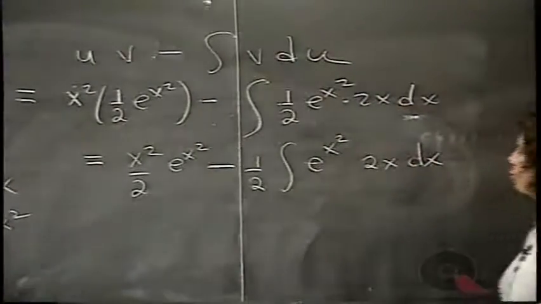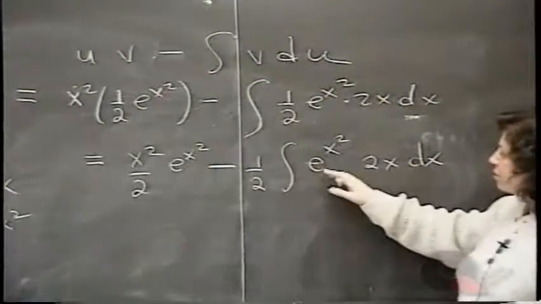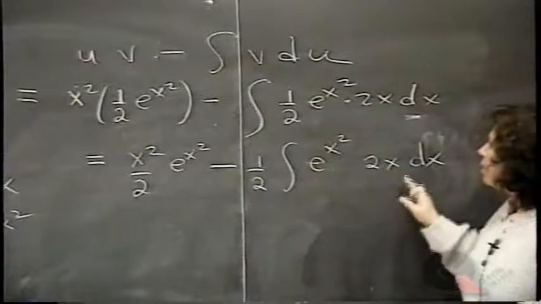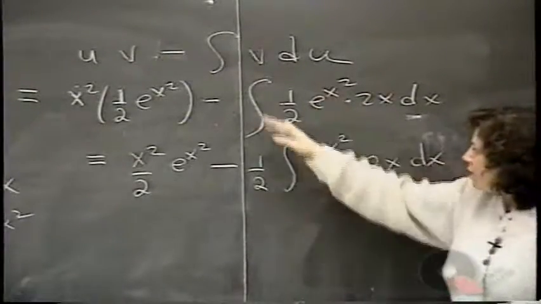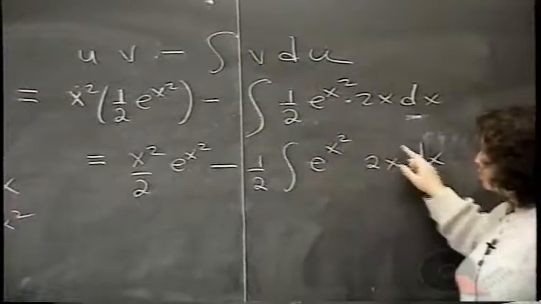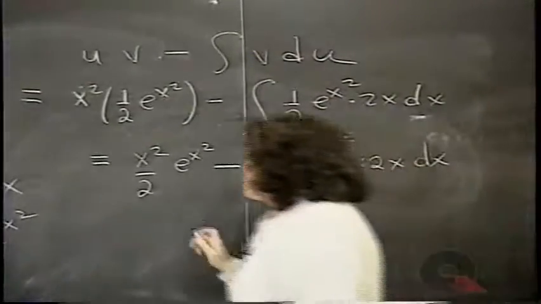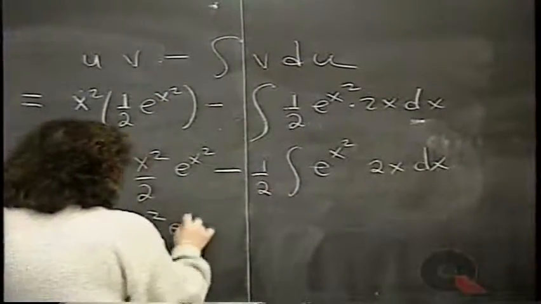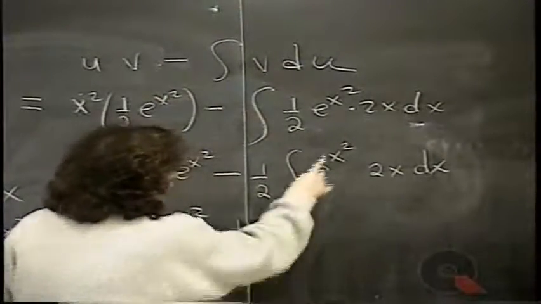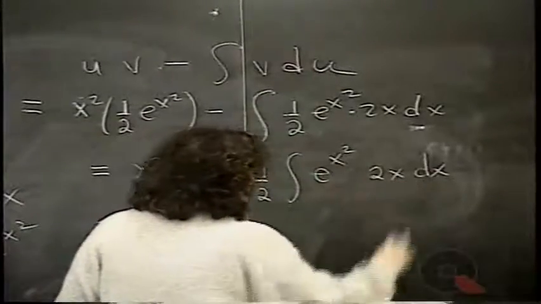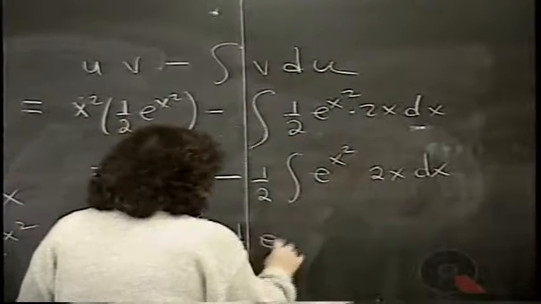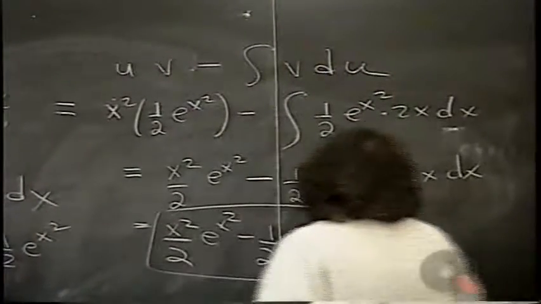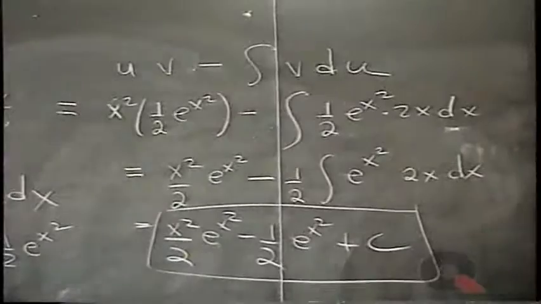I could have taken out the 2 also, but I happen to notice that this is in the form e to the u du exactly, so I didn't want to take out the other 2. Okay, I took out the 1/2, and I see e to the power times the derivative of the power. So this is easy enough to finish. It's x squared over 2 e to the x squared minus 1/2. Now the integral of e to the x squared 2x dx, or e to the u du, is e to the x squared plus c.